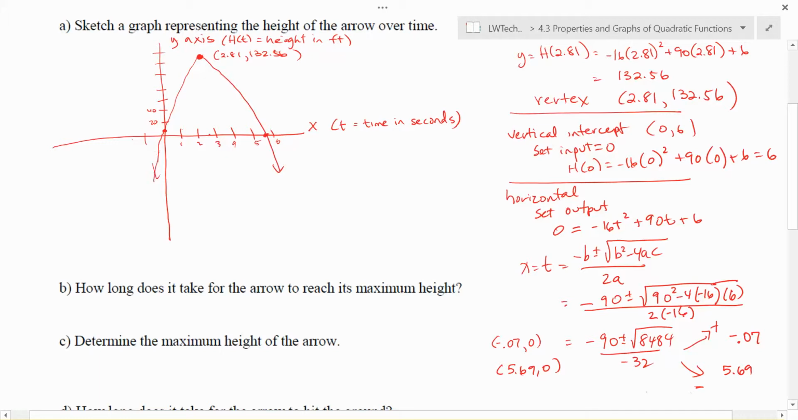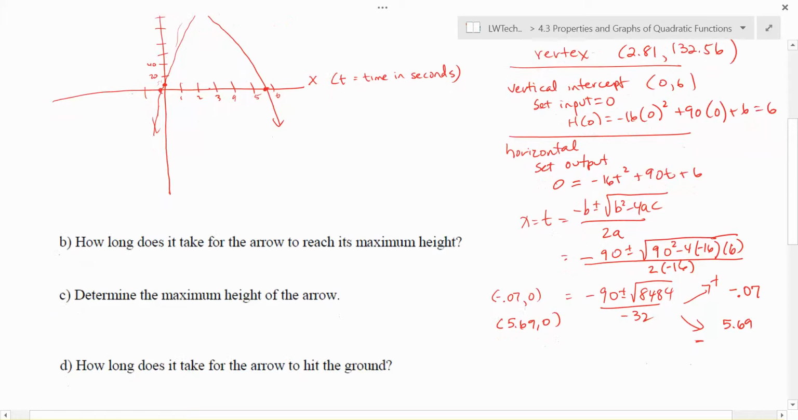So this is a nice general shape of my parabola. I've got a couple of horizontal intercepts here of interest. I've got a vertical intercept, and I've got a vertex. And a pretty nice sketch to see what's going on. We can see the arrow gets shot in the air and then comes back down again. All right, so let's use this information to answer the different questions in the problem.